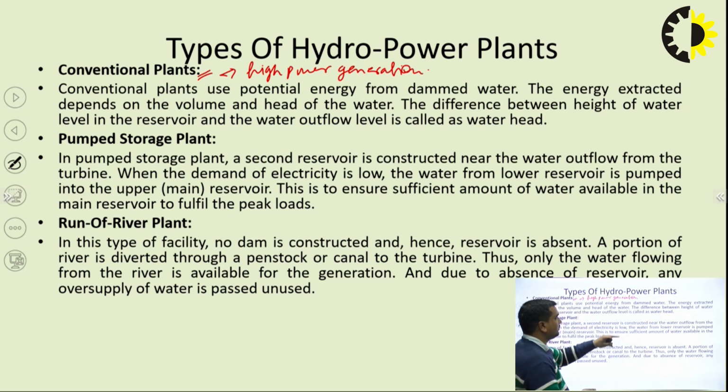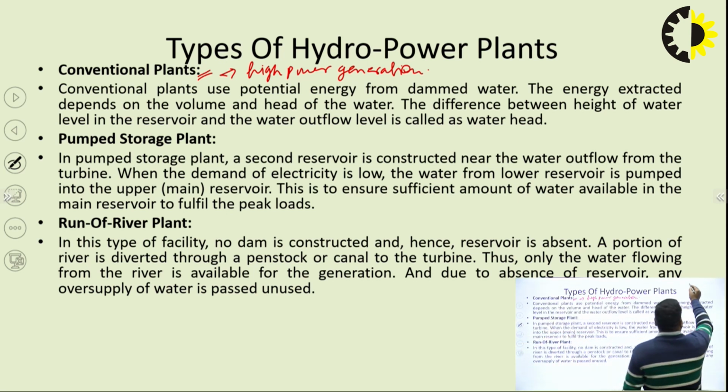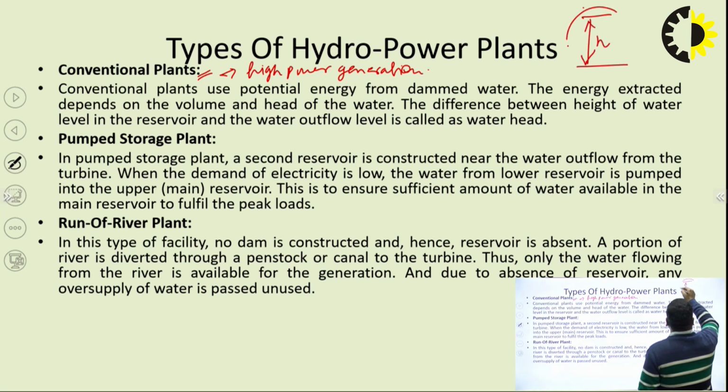The difference between the height of the water level in the reservoir and the water outflow level is called the water head. Here it is the head, and this distance is called your head. This is your dam, and this is ground level. So this is your H.